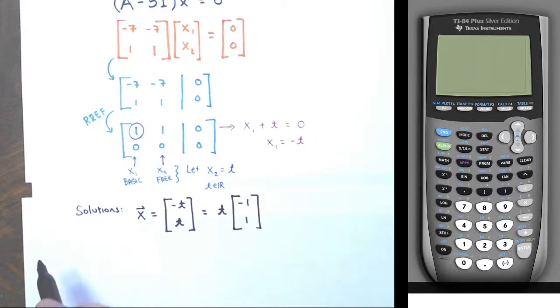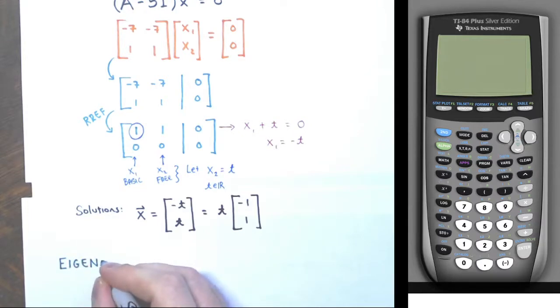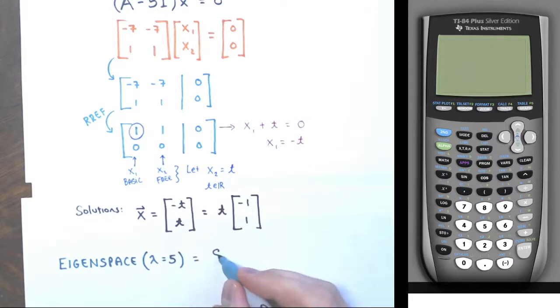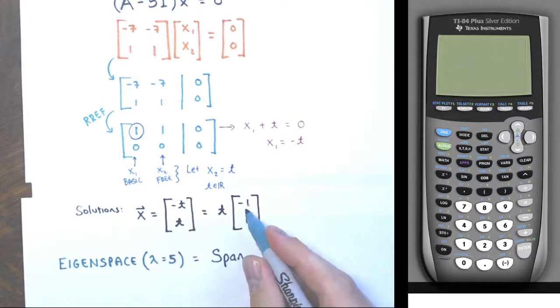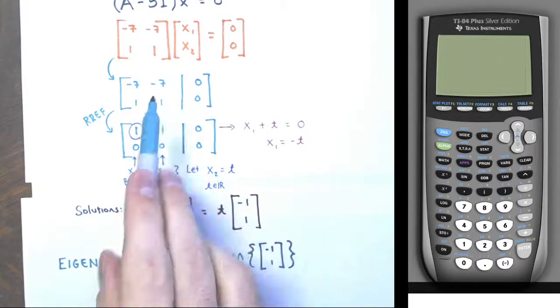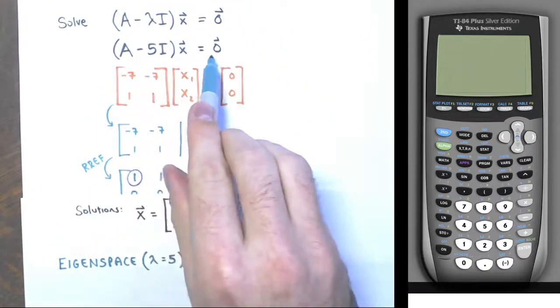But what I have described here is the eigenspace of lambda equals 5, or just 5 there. It is the span of this vector (-1, 1), the set with the vector (-1, 1). Every single scalar multiple of (-1, 1) is a solution of this equation, A minus 5I times x equals 0.